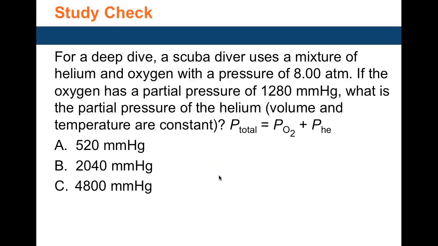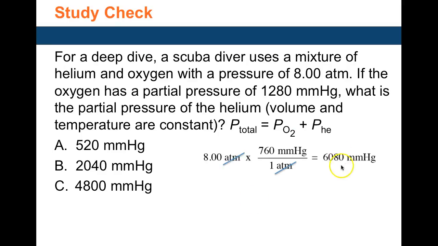All right, another study check. It says that there's a mixture of helium and oxygen in a scuba diver's tank. First convert the ATM into millimeters of mercury, because the oxygen partial pressure is being given in millimeters of mercury as being 1280 millimeters of mercury. They're asking you to find the partial pressure of helium. So convert the 8 ATM into millimeters of mercury, then subtract the 1280, the partial pressure of oxygen, and then you'll get the partial pressure of helium.